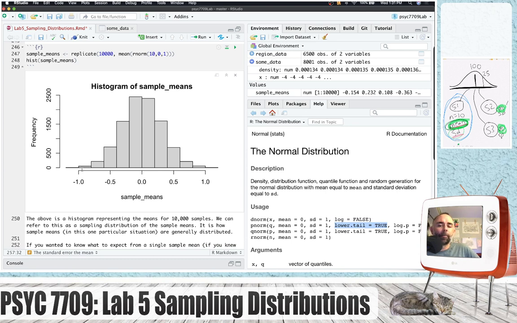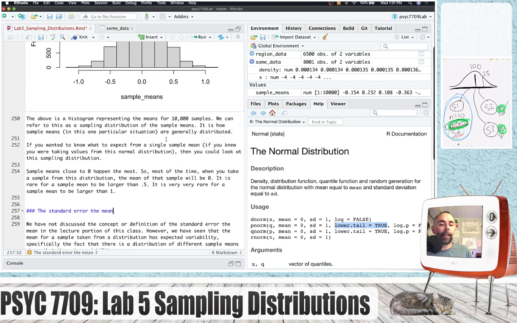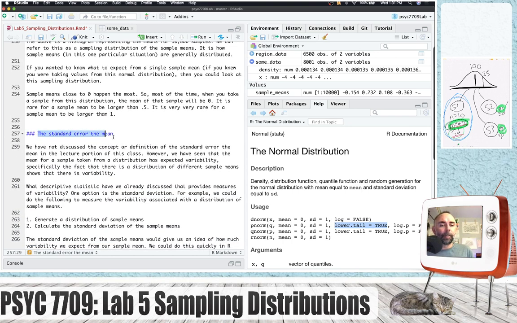If you remember, we already have useful statistics to describe variability. One of them is called the variance. Another one is called the standard deviation, which uses standardized units. So this distribution of sample means, we could just summarize it using a standard deviation statistic. If we did that, we would be computing the standard error of the mean.